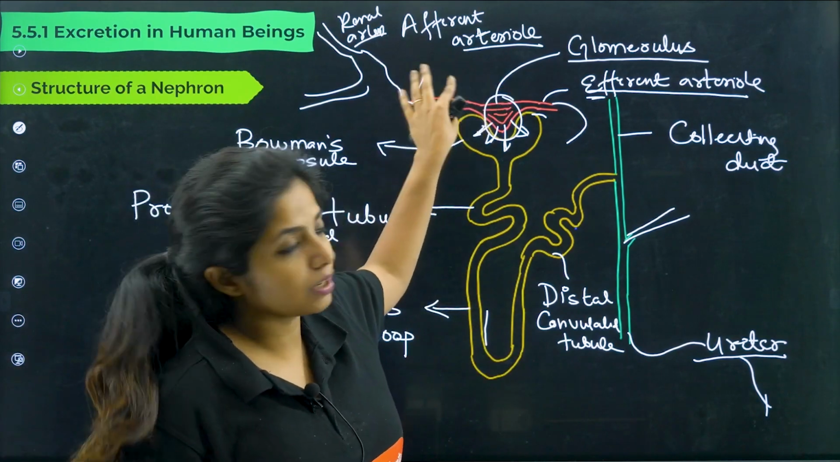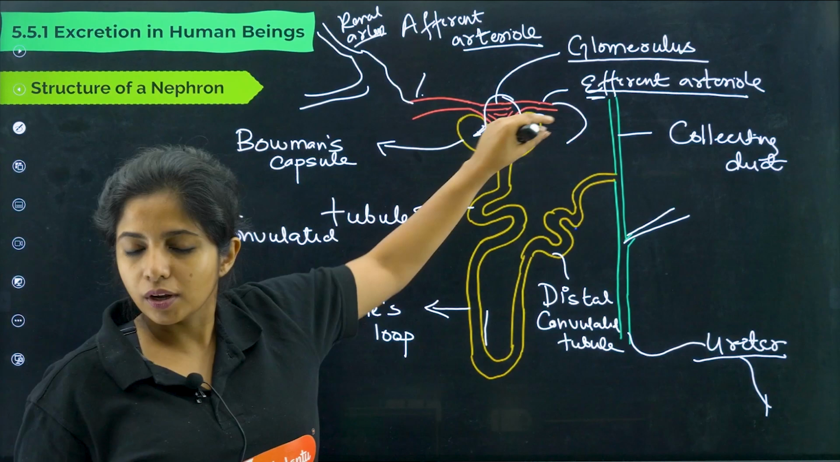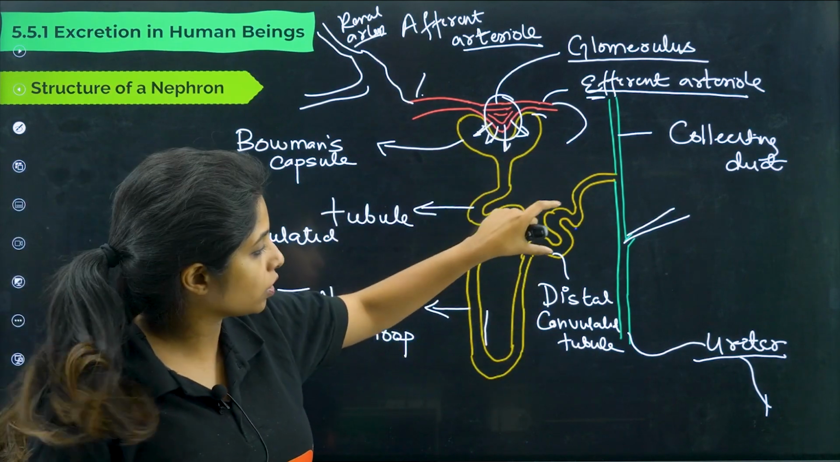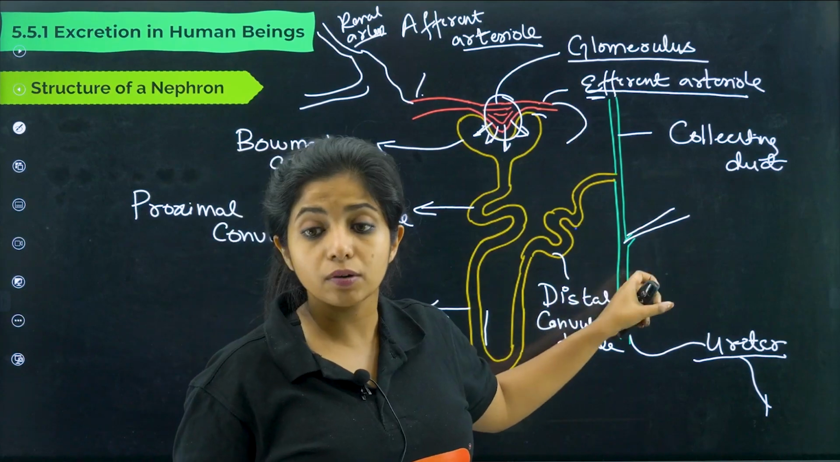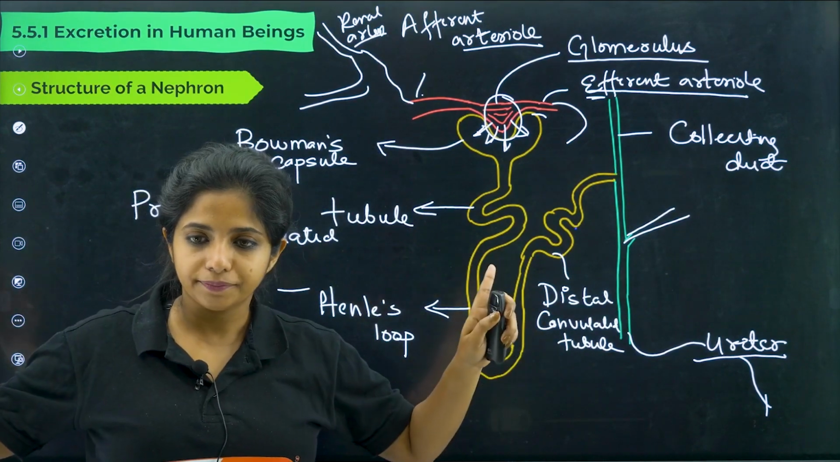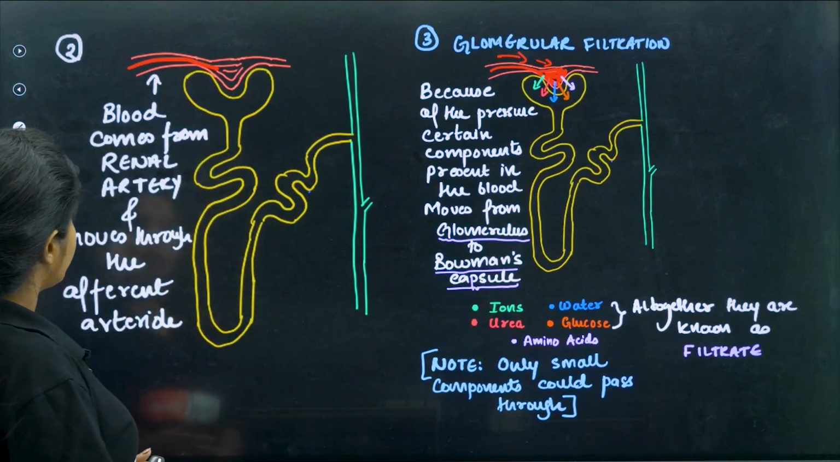So you know afferent arteriole, glomerulus, efferent arteriole. Then Bowman's capsule, then you have the proximal convoluted tubule, then Henle's loop, then the distal convoluted tubule, then your collecting duct, which will open later into the ureter. This is the structure of a nephron. Now over here, let's see what happens.